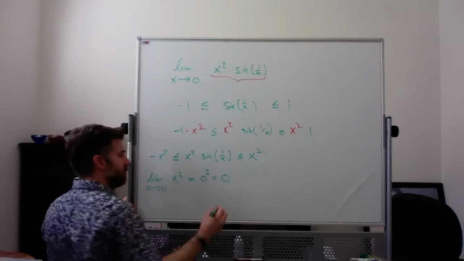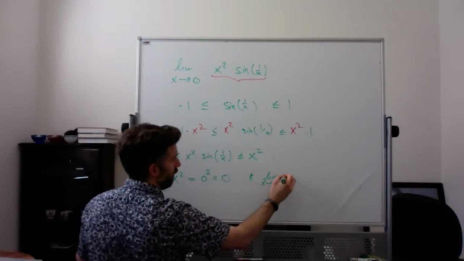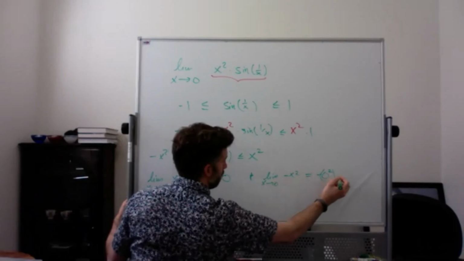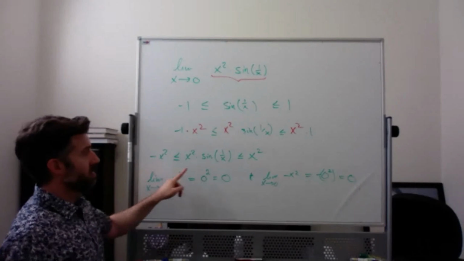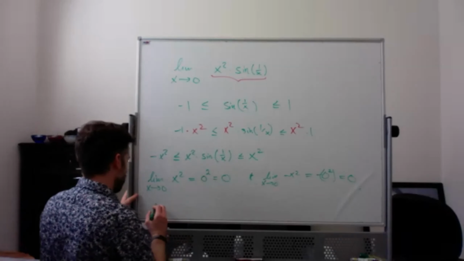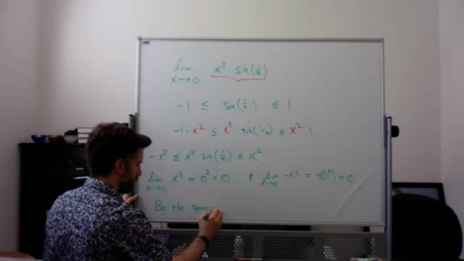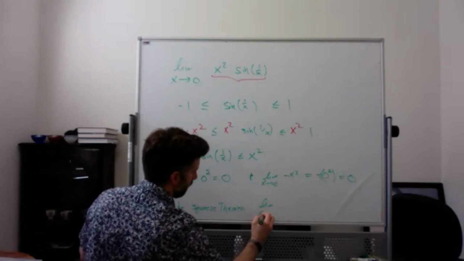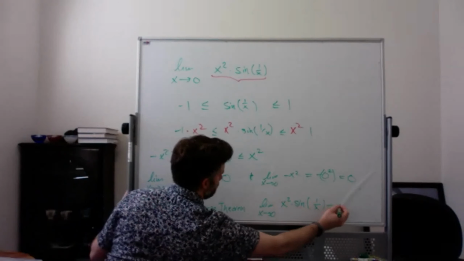You can also do that for the other part, the limit as x approaches 0 of negative x squared. If I plug in 0, I get negative 0 squared, which is still 0. So the limit of this is 0, and the limit of this is 0. So the limit of the middle thing also has to be 0. So we say by the squeeze theorem, or the sandwich theorem is what he prefers to call it, the limit as x goes to 0 of x squared times sine of 1 over x has to equal 0.